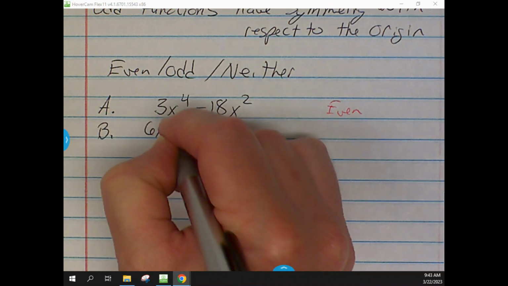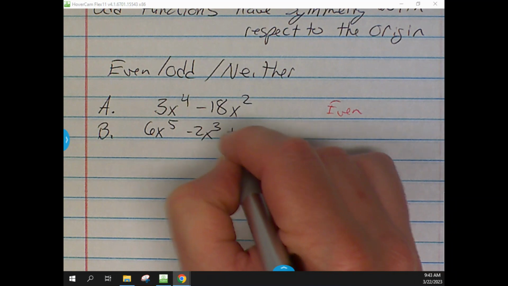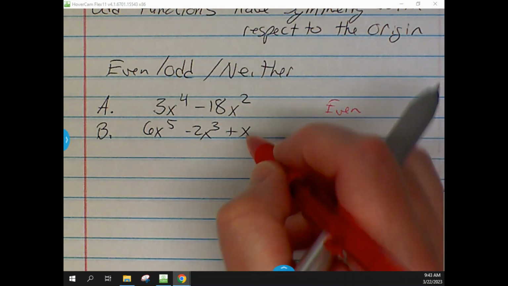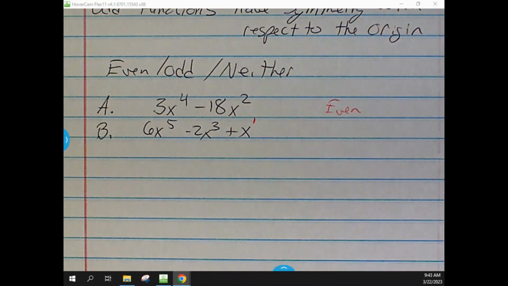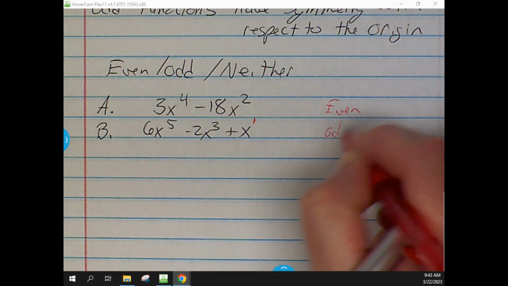If we go 6x to the fifth minus 2x to the third plus x. All right, we got x to the fifth, x to the third, and just x. So what power would be on the x then? Technically, it's x to the first, right? So if you look at your powers, 1, 3, 5, they're all odd.